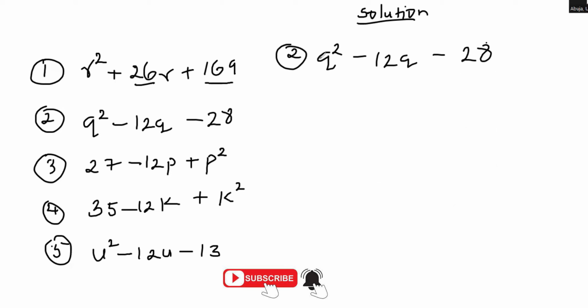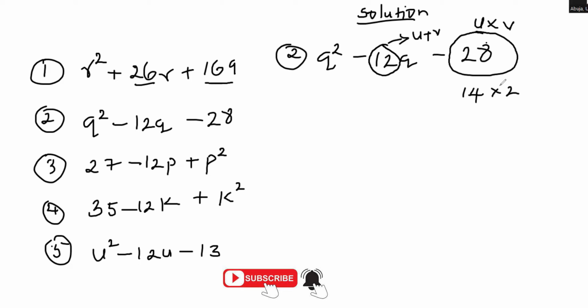Question number 2. We have q squared minus 12q minus 28. So what we're going to be doing here, this number here is our u times v, and this one here is our u plus v. Beautiful. So what are the two numbers we multiply to get this? We have 14 times 2, and here we're going to have the same 14 but minus 2 this time around. Good. So let's factorize it then.